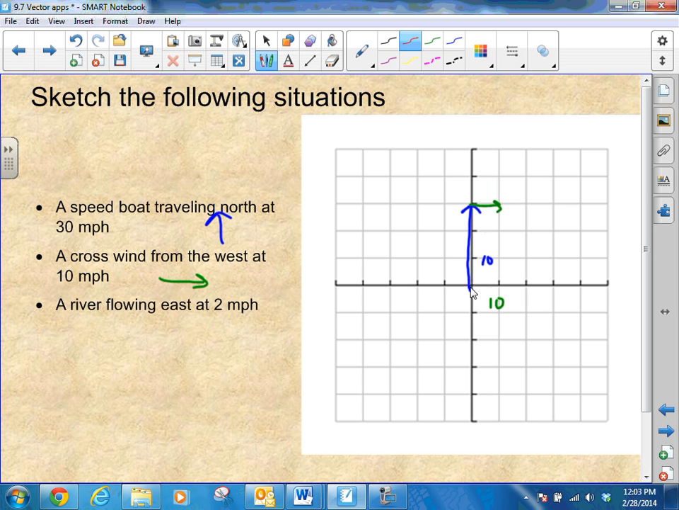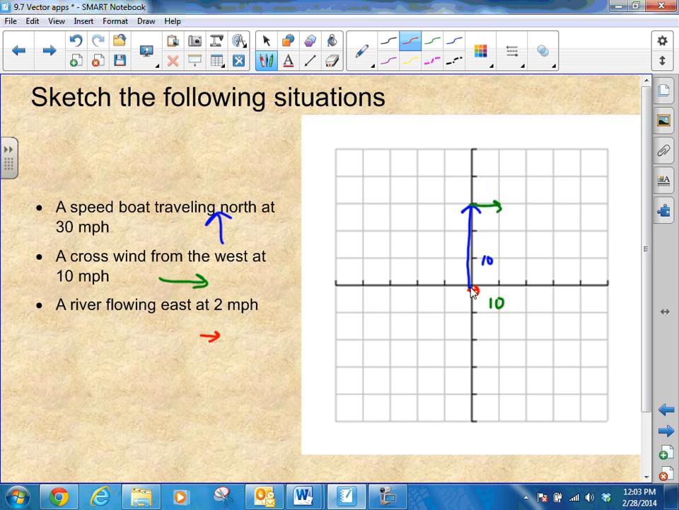Okay, then switching gears, a river flowing east at 2 miles per hour. I draw it. Right, because it's flowing east, you're going to the right. So it'd be here, 2 miles per hour, if we're going by 10. Make sense? How we draw these?